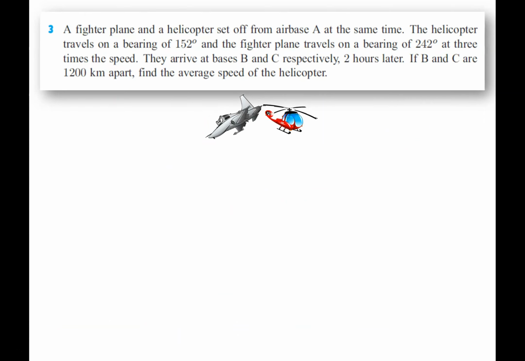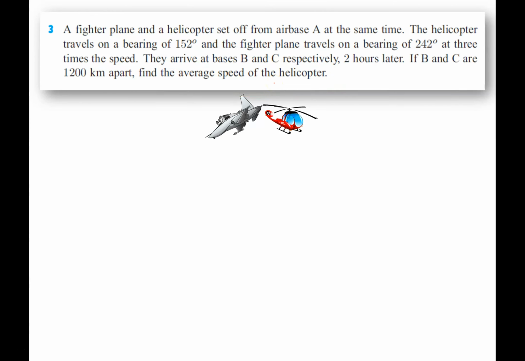And the final one. This is where, watch out. Oh, okay. A fighter plane and helicopter set off from an airbase at A at the same time. The helicopter travels on a bearing of 152, and the fighter plane on a bearing of 242 at 3 times the speed. So the jet plane can go much quicker than the helicopter. They arrive at their bases 2 hours later. B and C are then 1,200 kilometers apart. Find the average speed of the helicopter.